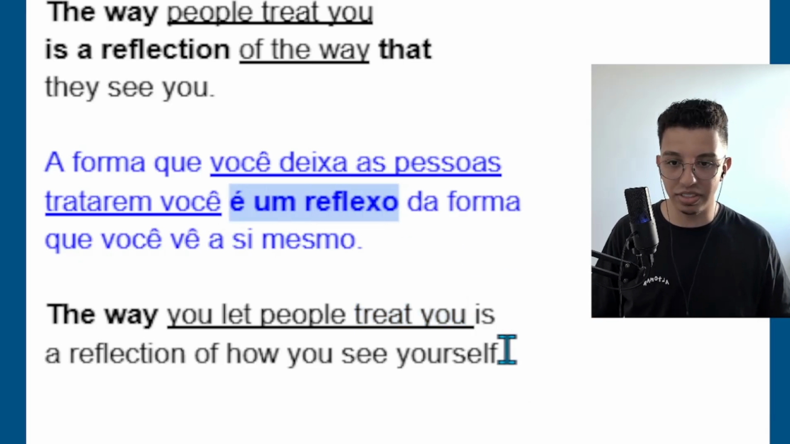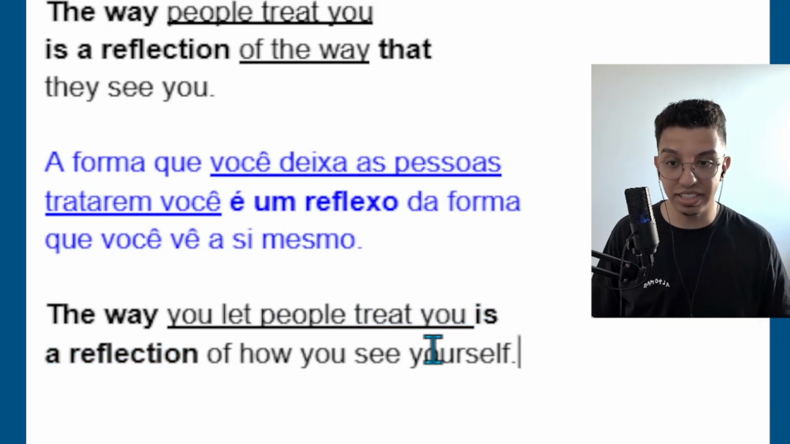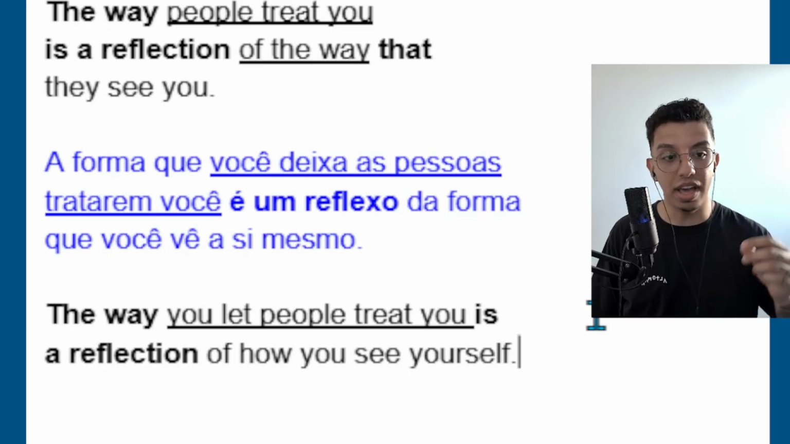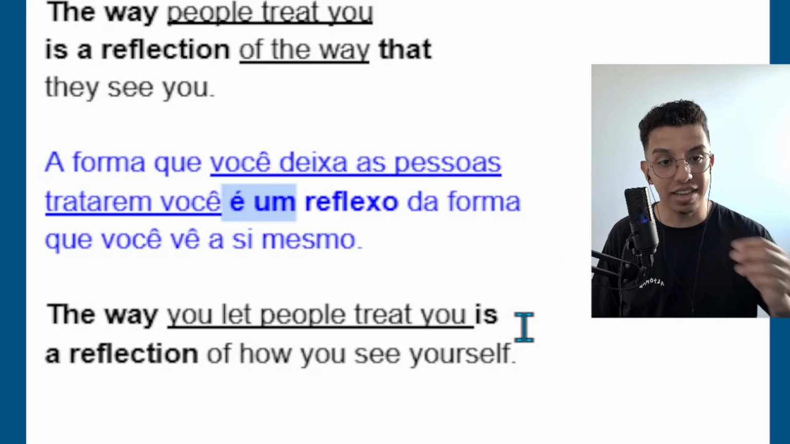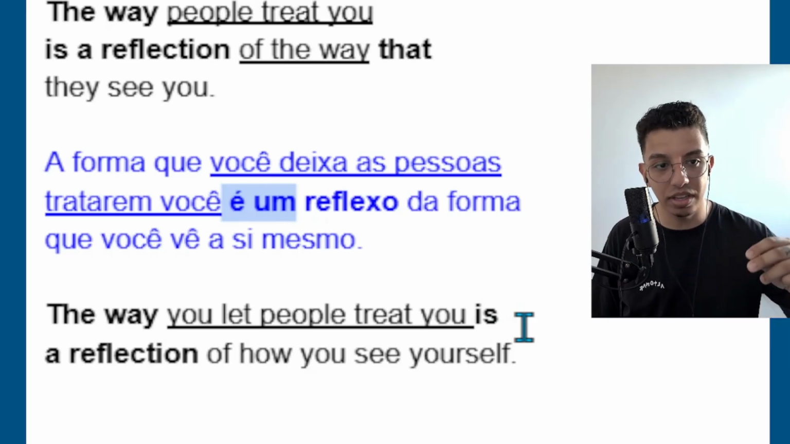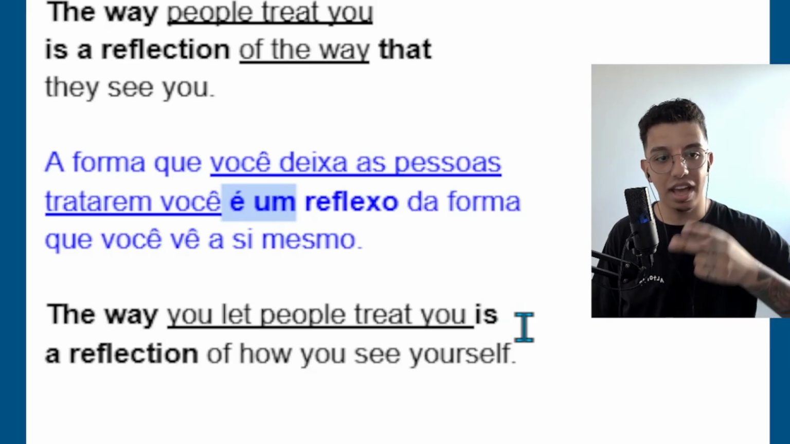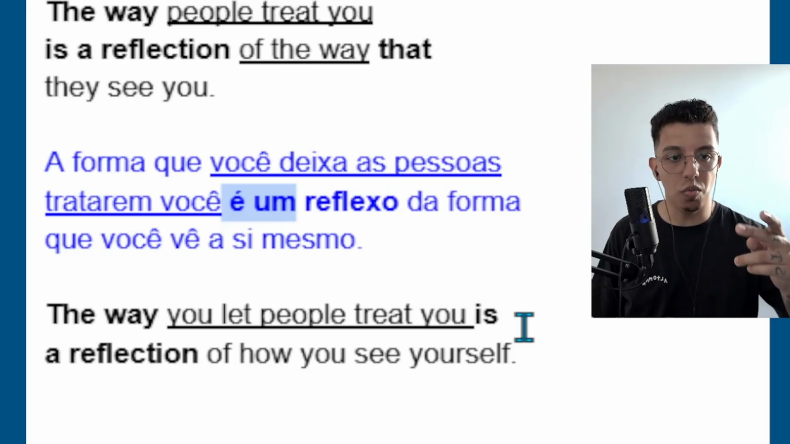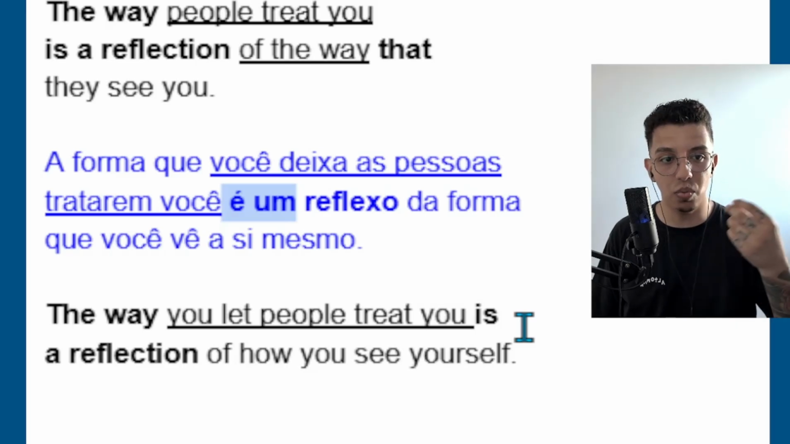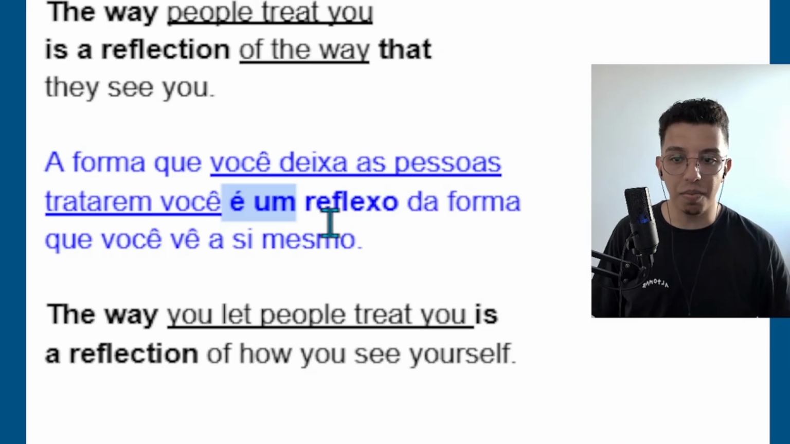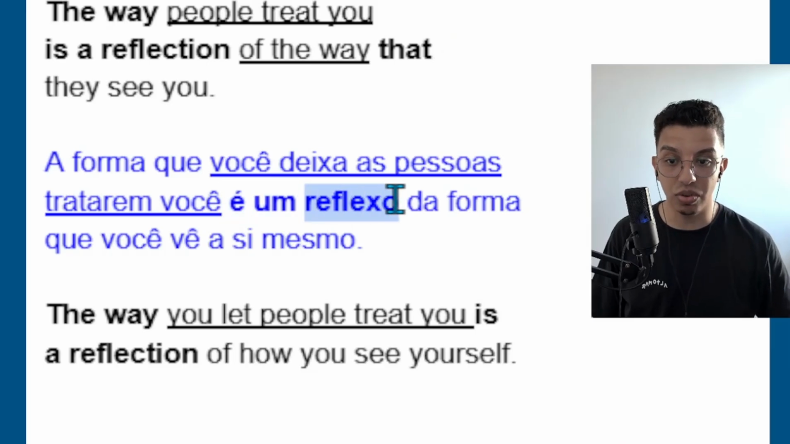É um reflexo. You already know how to say it. É um reflexo. Is a reflection. É um. You can link the sound here. É um. Practice two sounds. É um. Now link the sound. É um reflexo. Is a reflection.